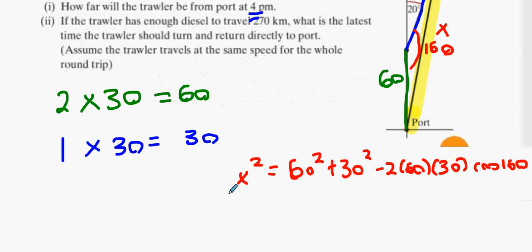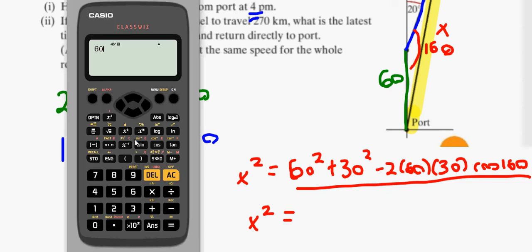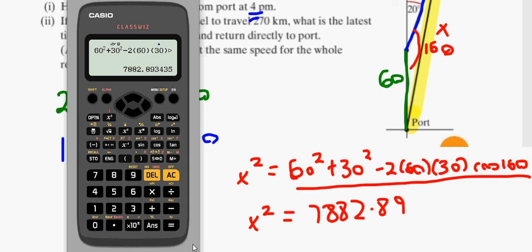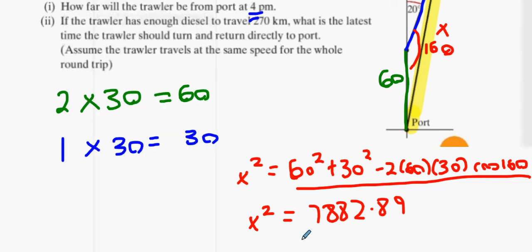Alright, throw it all in the calculator, let me know what you got. Anybody have the answer? 7882.89. Square root that. 88.8. Yeah, we're expecting it to be the longest side of the triangle, aren't we? 88.8. Okay, done.